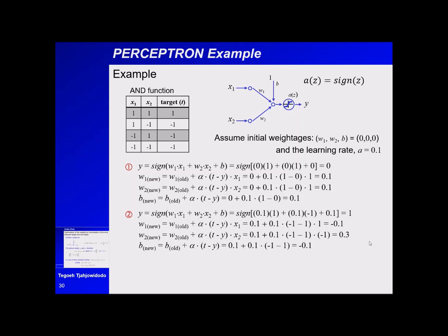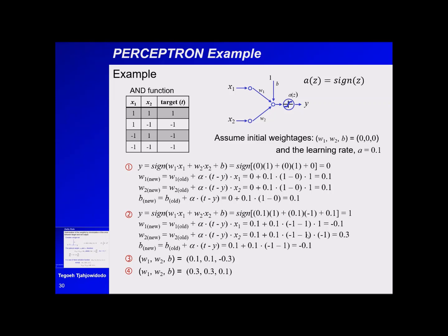In the third iteration, sorry, I will use the third data set here. After my calculation, I will get the updated W1, W2, and B equal to 0.1, 0.1, minus 0.3. If I calculate the Y, apparently there is still an error, so I will use the fourth dataset to update the weightages even further. I will get 0.3, 0.3, 0.1.